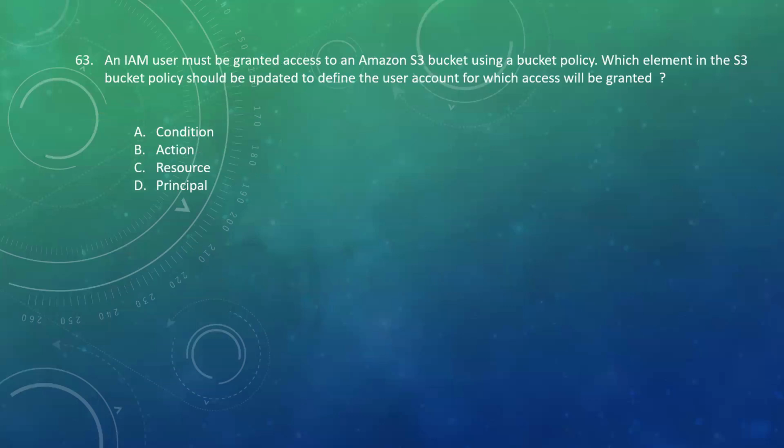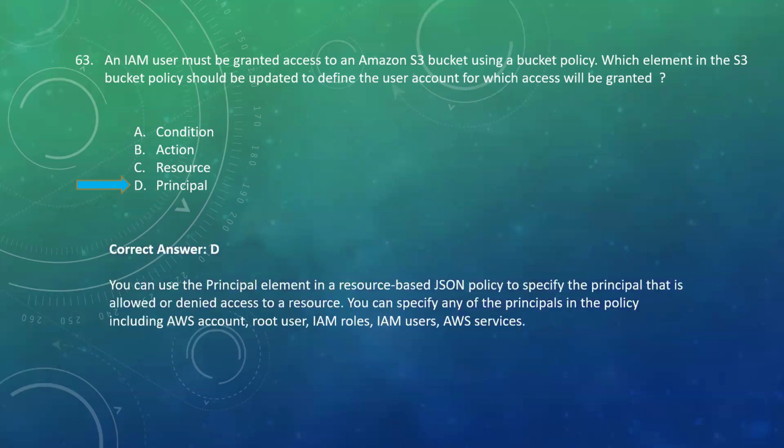Question number 63. An IAM user must be granted access to an Amazon S3 bucket using a bucket policy. Which element in the S3 bucket policy should be updated to define the user account for which access will be granted? Your options are option A, condition, option B, action, option C, resource, option D, principal. So the right answer is option D, principal.